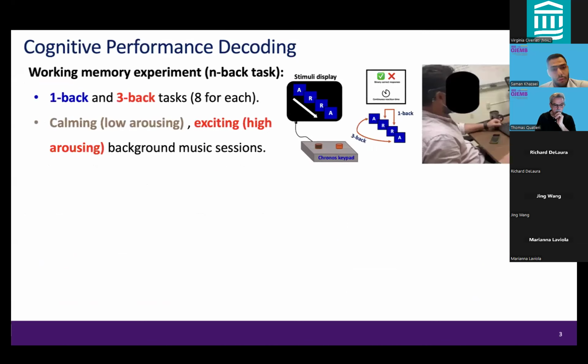We focus on a working memory experiment called the N-back task, in which a participant is supposed to recall the nth previous stimulus. One-back is the easier version compared to the three-back task that we had in our experiment. There were two types of interventions: calming background music, which is supposed to simulate the low arousing condition, versus exciting background music, which we expected to simulate the high arousing condition.